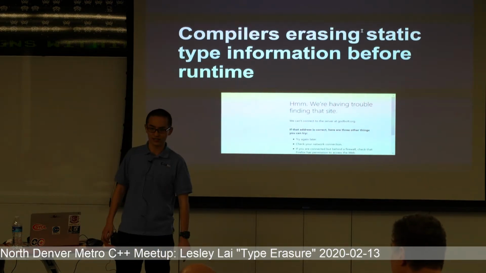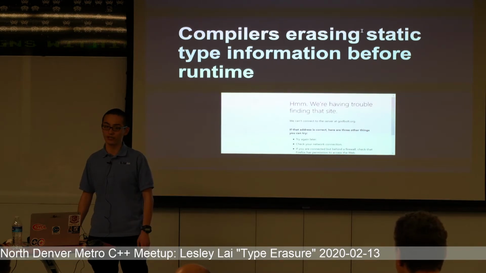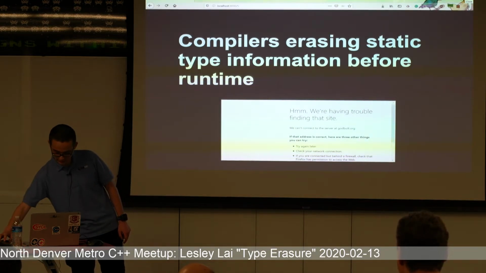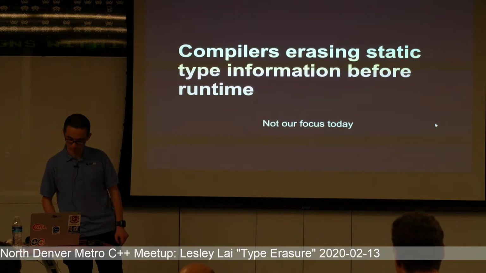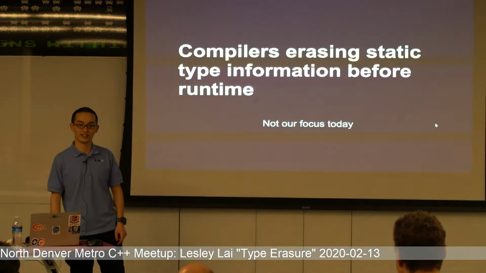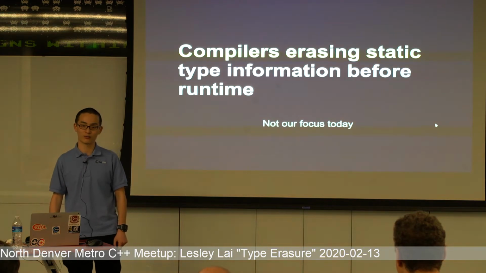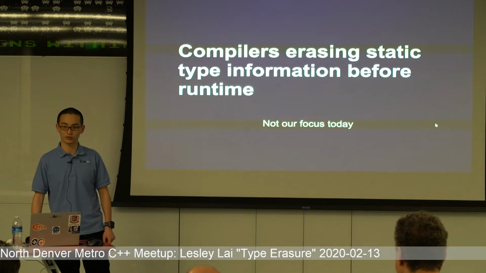Okay. Yeah, the idea is the static type information gets erased when the compiler compiles. So I have two unrelated functions. They compile to exactly the same assembly. So that's the basic idea. Not our focus today, even though it's a fantastic topic. If you want to learn about compilers, then this is something you need to research.